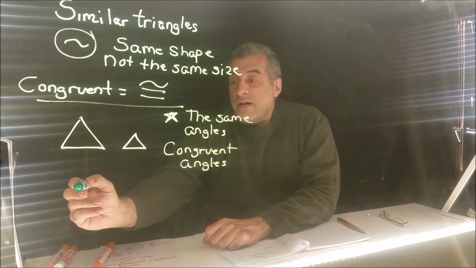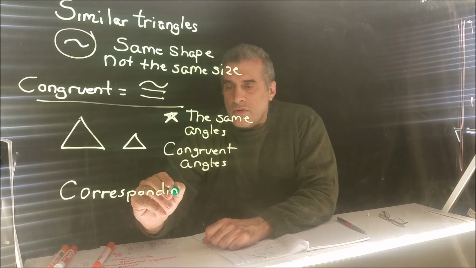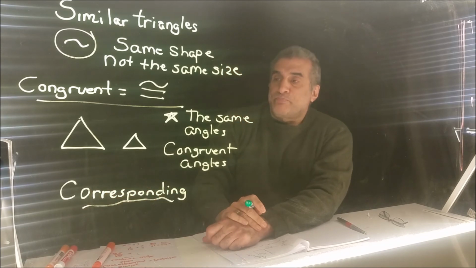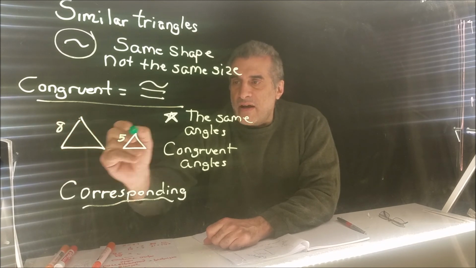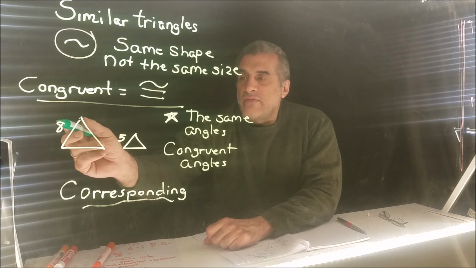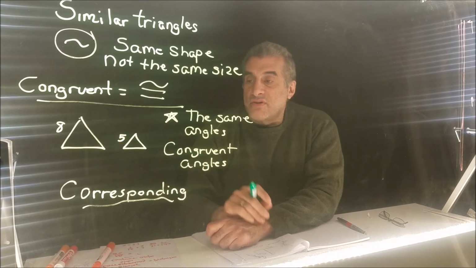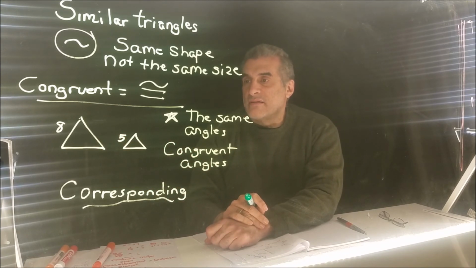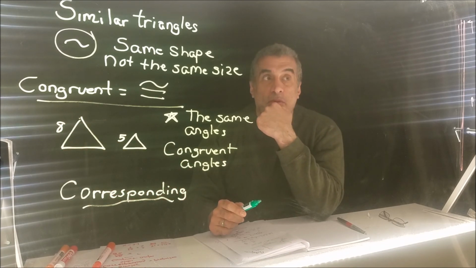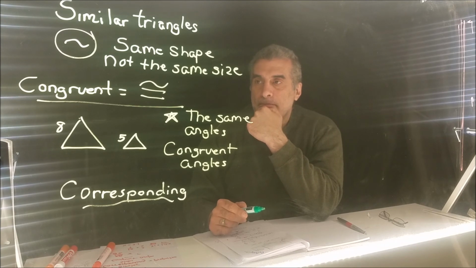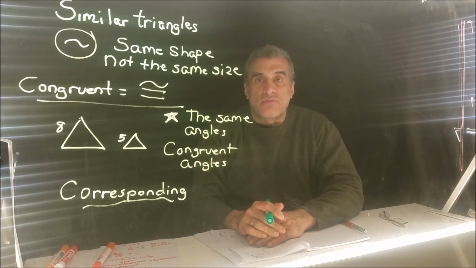Okay, and now another vocabulary we'll talk about is corresponding. Corresponding, and I'll give an example here. Let's say that this was an 8 and that was a 5. Well, 8 and 5 are corresponding sides because they're in the same location on the two triangles. That's what corresponding means. They're in the same location and they're proportional. So corresponding sides are proportional. Okay? So let's look at a few examples of similar triangles and how we can use proportions to solve them.